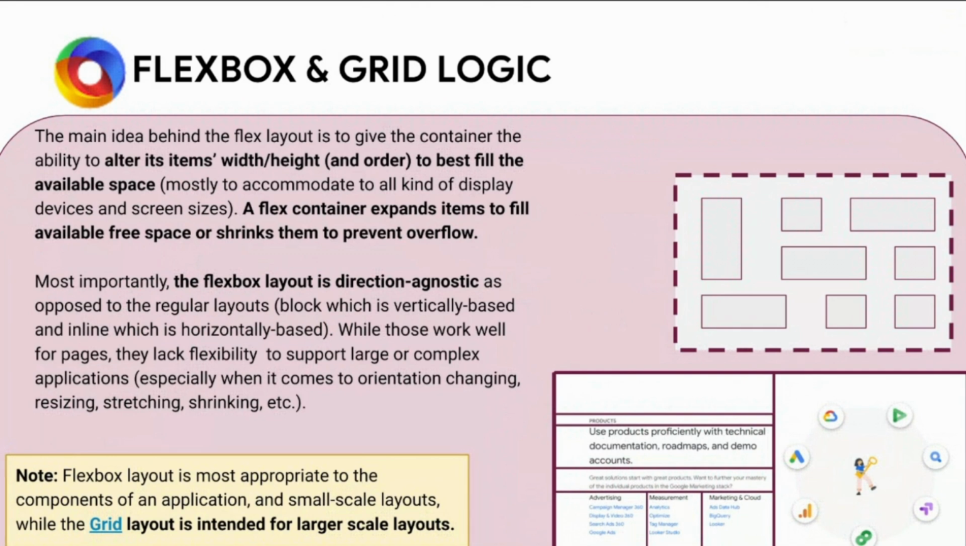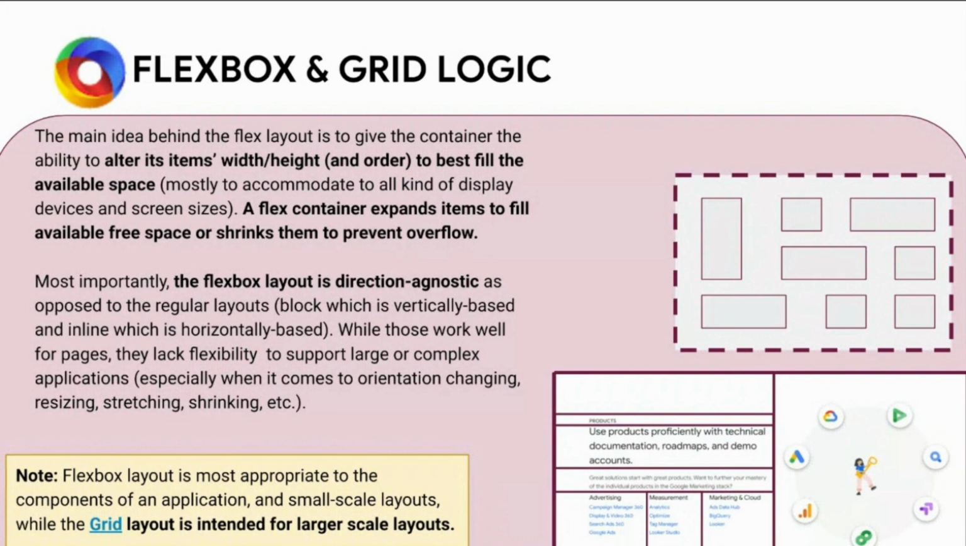So let's see how it differs from grid. Grid is basically intended for large scale layouts. Large scale layout, like for example, you might have used the Bootstrap library. There we have seen that it divides the entire system into 12 different columns. Those 12 columns are the grid that is used for an entire application. So grid layouts are basically for large scale layouts, and flex layout is for small scale layouts.